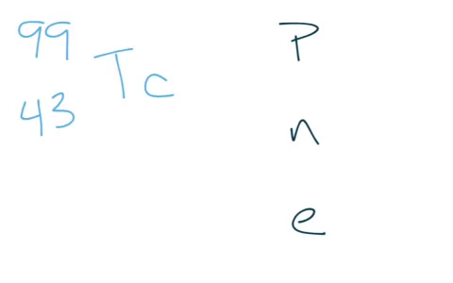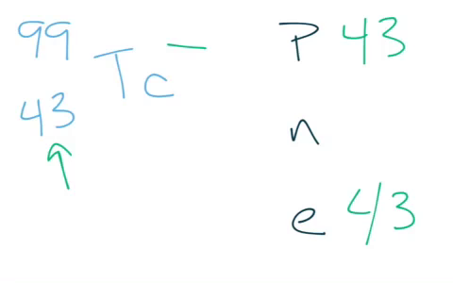Okay, so one more breakdown. Atomic number, 43. There's no charge because it would be written here, so that means there's also 43 electrons. And 99 minus 43 will be the number of neutrons.